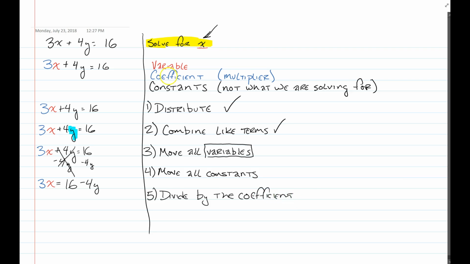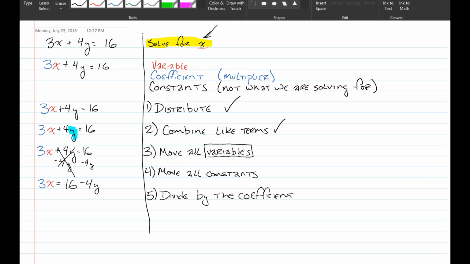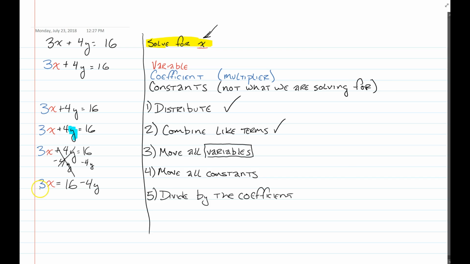And in this case, I know my coefficient because I've labeled it correctly in my blue is 3. So I'm going to divide by 3. Now remember, what I do to one side, I have to do to the other side, and I have to do to the entire side. I cannot just pick and choose which I'm going to do this for.